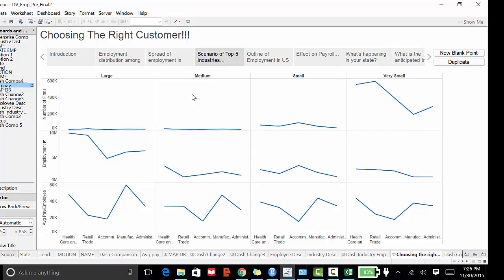Here in this visualization, we have created multiple views to show the trend of number of firms, employment, and average pay based on the enterprise size and the top five industries that we found in the previous visualization. On comparing these different views, we find that accommodation and food services, although one of the top five hiring industries, has a low average pay of around 18,000. This can be due to the fact that there are a lot more part-time employees in this sector who have low pay. Also, the highest pay across all the enterprise sizes is for manufacturing.